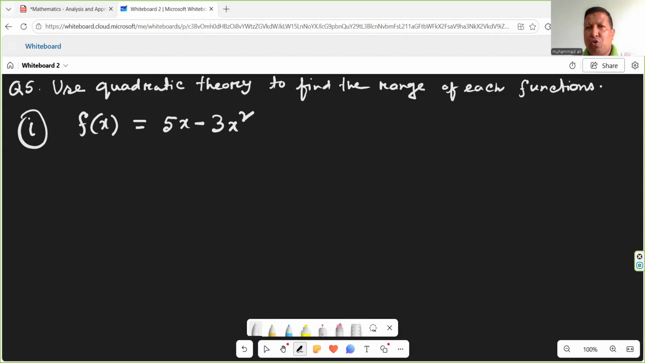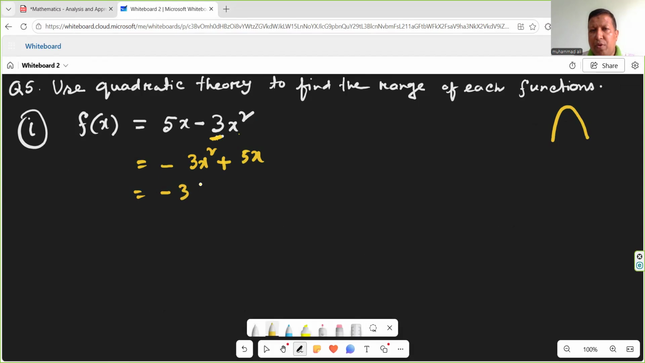Question I: f(x) equals 5x minus 3x squared. If you want to find out the maximum value of this curve, we have to do completing the square. From here, definitely we'll get a maximum value because here the x square coefficient is negative. Always keep in mind when the x square coefficient is negative, the curve will be cap shape. So we have to arrange here minus 3x square plus 5x. Take minus 3 common. So we'll get here x square minus 5/3 x. Now this is ready for completing the square.